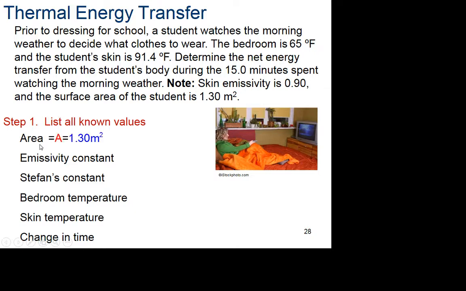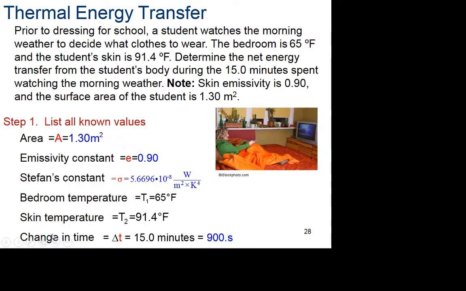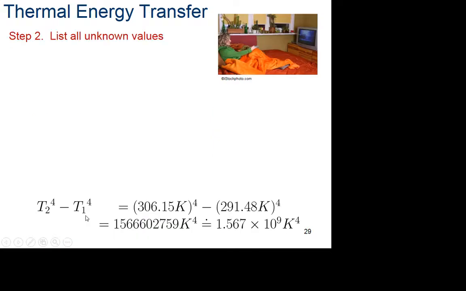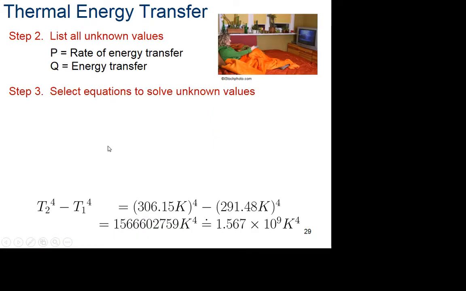So we know the area, we know the emissivity. Stefan's constant is always the same. We know the temperature of the room, we know the temperature of the skin, and the amount of time that they stood in front of the TV watching the weather. So we should have everything we need to solve this problem.